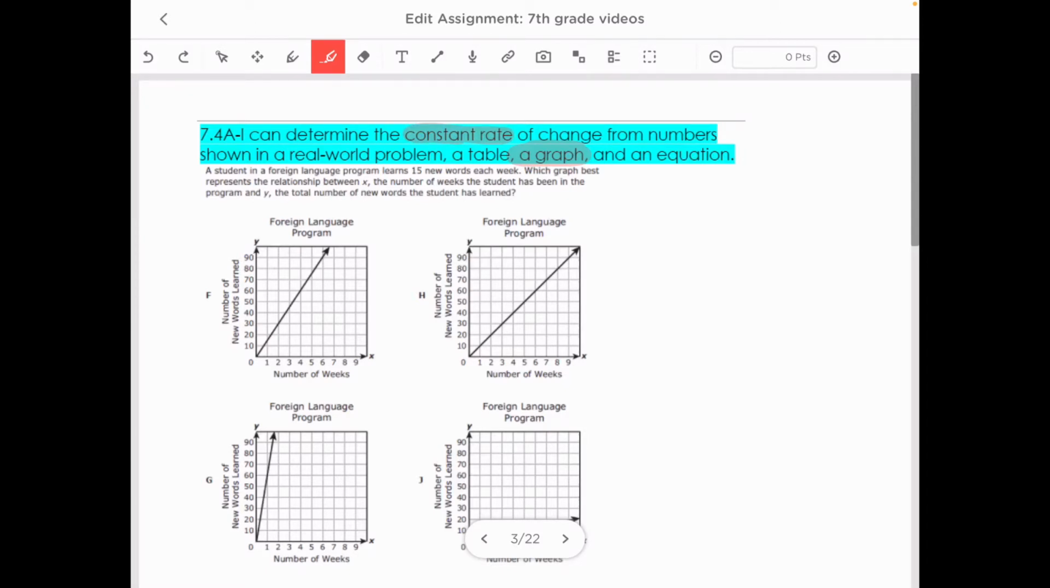Now, in this problem here, it says a student in a foreign language program learns 15 new words each week. So every 1 week that passes, he learns 15 more words. Which graph best represents the relationship between X, the number of weeks the student has been in the program, and Y, the total number of new words?